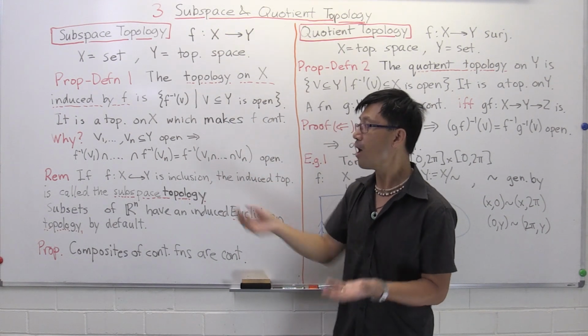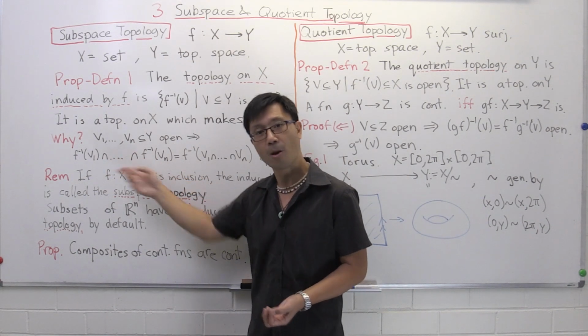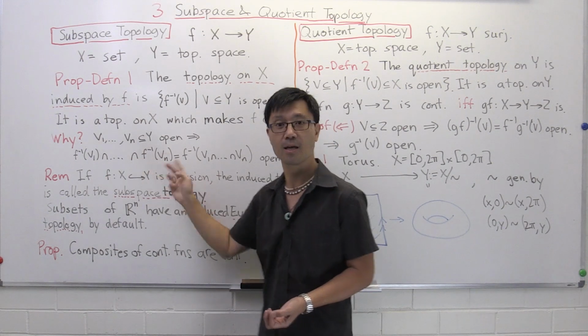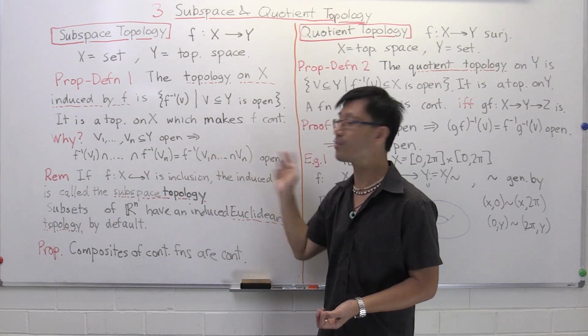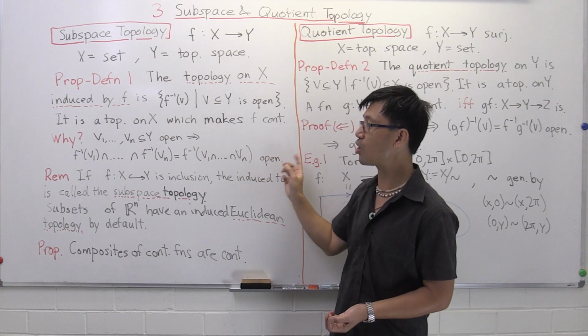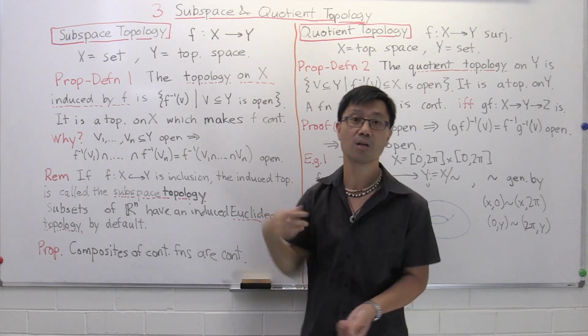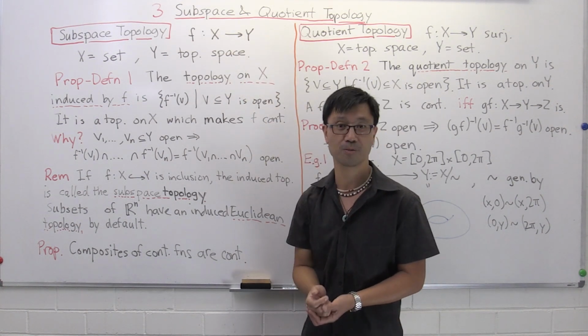I hope you can see very quickly, just by replacing the intersections with unions, possibly with infinitely many, even uncountably many, you have the same verification for the other axiom. So that shows you that indeed you have a topology, and it's also a topology which makes this function f a continuous function.